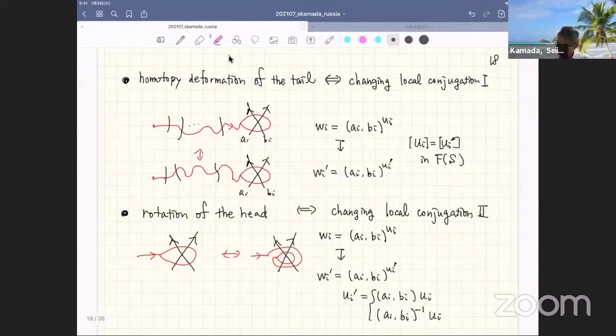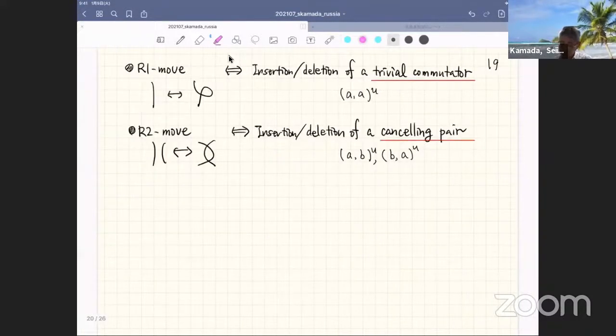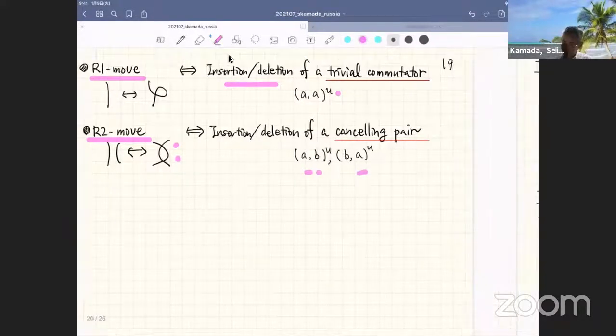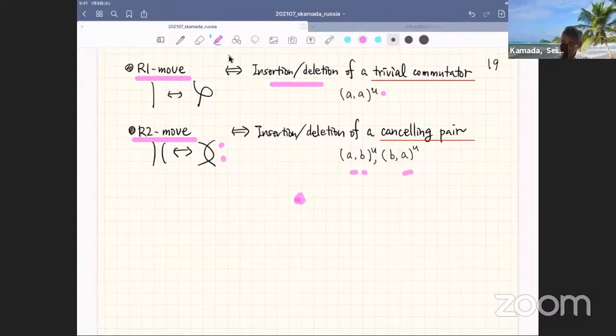And I skip these moves. These are homotopy deformation moves. And these moves are important: the R1 move and R2 move. This corresponds to insertion or deletion of a trivial commutator AAU. And this is insertion or deletion of the canceling pair. So the right side is the algebraic part, and the left side is the corresponding geometric Nus system.